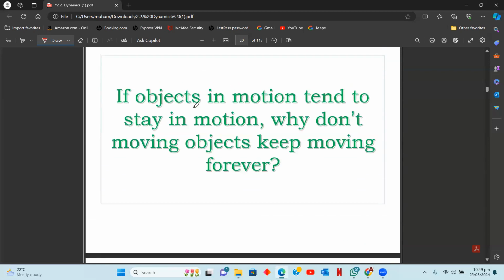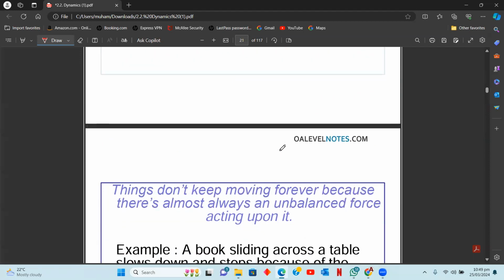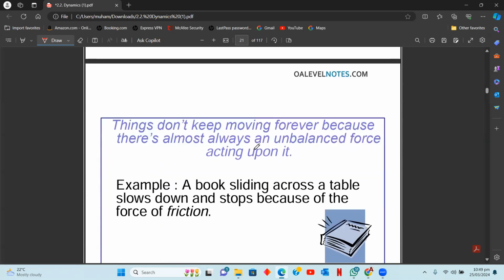If objects in motion tend to stay in motion, why don't moving objects keep moving forever? This is a very valid question. If all of the forces are balanced, why don't the objects keep moving forever? The reason is that forces cannot stay balanced forever. There will be an instant when the forces become unbalanced. One of the forces would change.